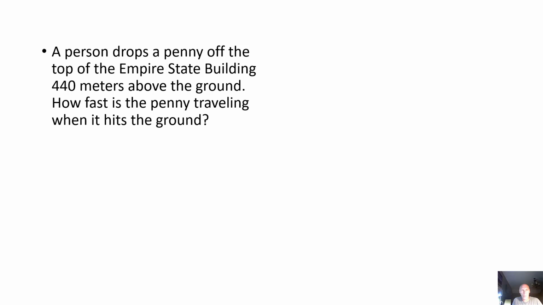So since it drops the penny, they're not throwing it down, your initial velocity is 0. When you first drop it, it starts at 0. They don't really say that in the problem, but had he thrown it down, they would have given you an initial velocity. But since he dropped it, the initial velocity is 0. We're looking for the final velocity. That's our unknown. Okay? We have the height, or the displacement, is 440 meters.